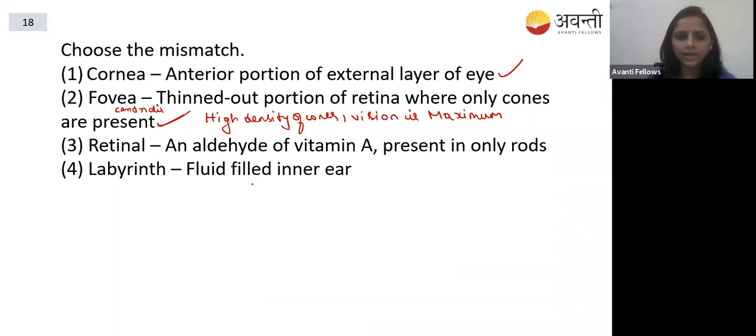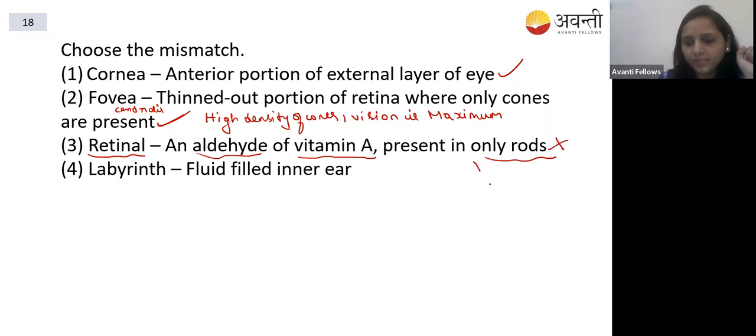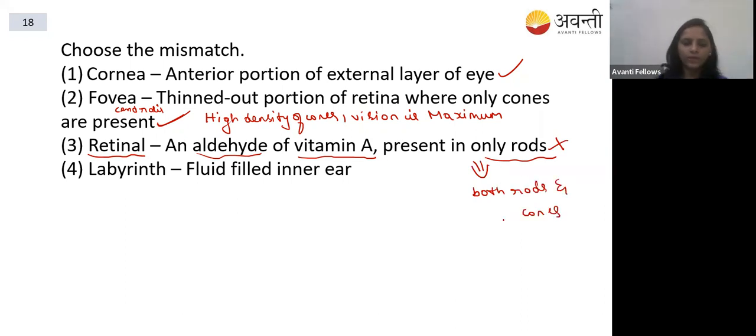Retinal, an aldehyde of vitamin A. It is an aldehyde, right? Retinal is an aldehyde, so that is present in vitamin A. That is correct. And they are telling that it is present only in rods. That is wrong, guys. It is present in both rods and cones. They are asking to choose the mismatch, right? Yes, the third one is the mismatch here. The correct option is the third one.